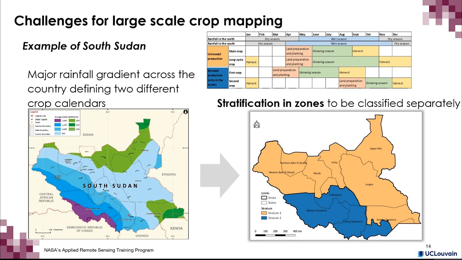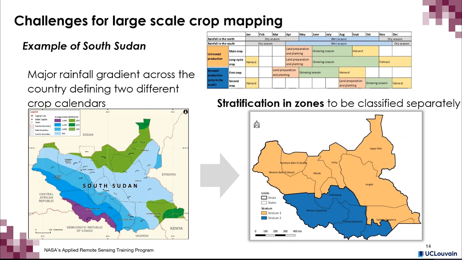On the other side, where the rainfall is more abundant, we can have a biseasonal cropping system, with the first crop starting earlier than the other one, with the growing season starting even in May and ending by the harvest in August, and then a second crop growing from October to December.